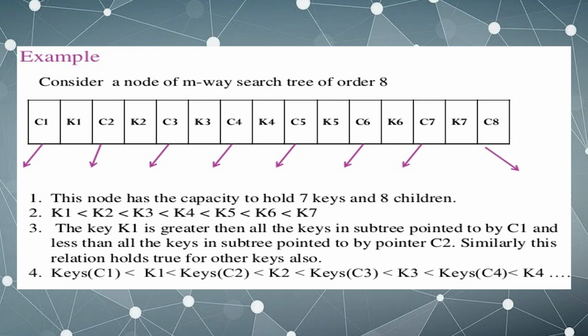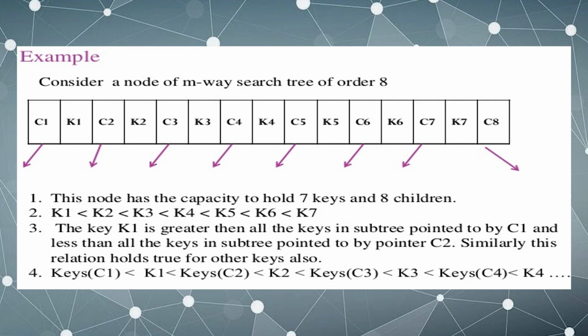Then K3 produces C3 and C4, K4 produces C4 and C5, K5 produces C5 and C6, K6 produces C6 and C7, and K7, the last key, produces children as a left successor and a right successor. The left successor is C7 and the right successor is C8. So in this form we can connect our children by the key, or we can say by the parent.